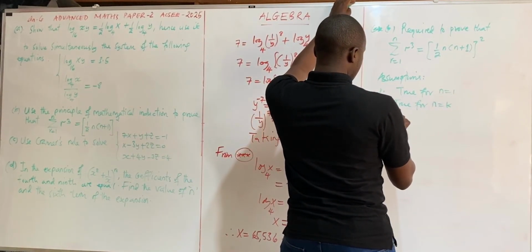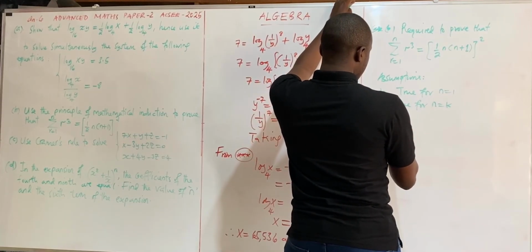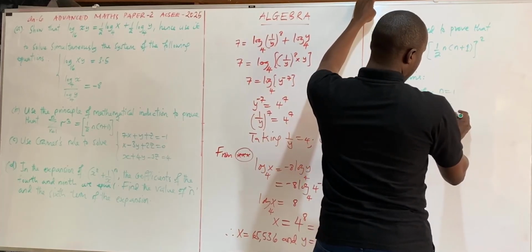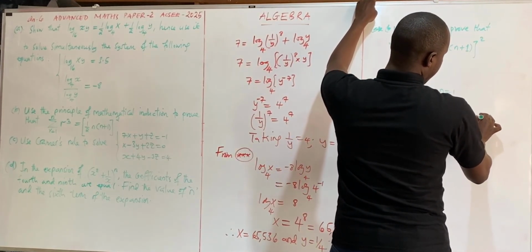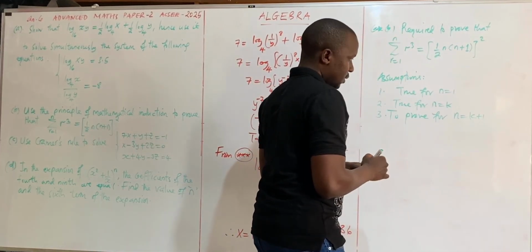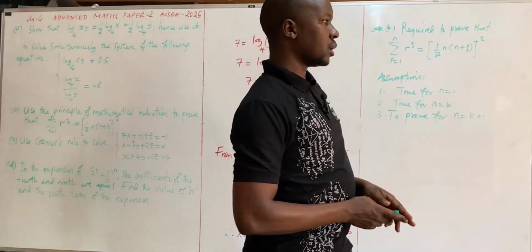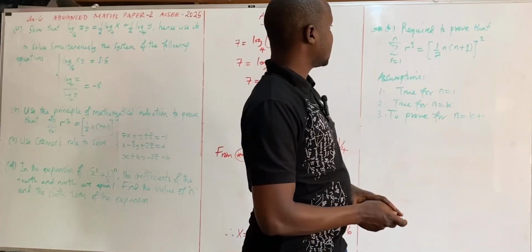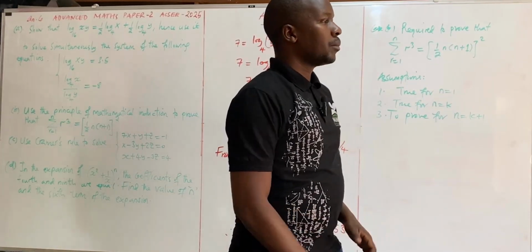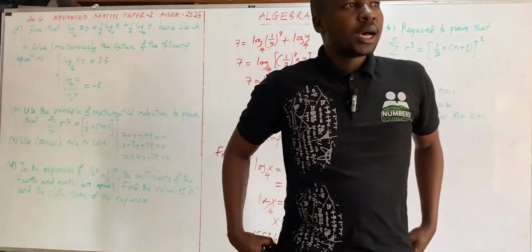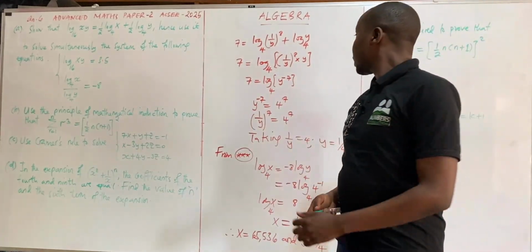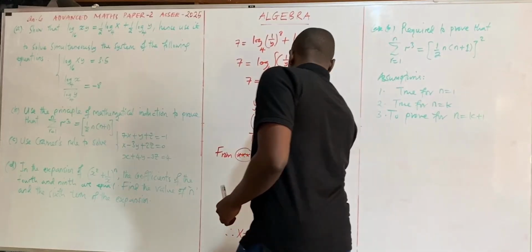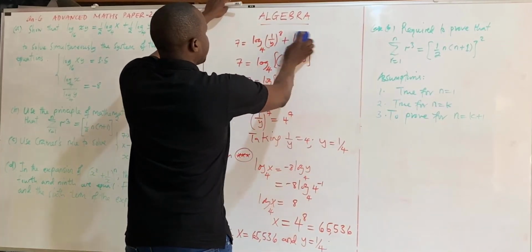Then again, number 3. Also, if this is accepted, we need to prove for n equals k plus 1. So it means that the new constant, k plus 1, is the consecutive of this n equals k. So these are the three basic assumptions that the principle of mathematical induction is normally governed on. So if that is the case, we can use them now to prove.